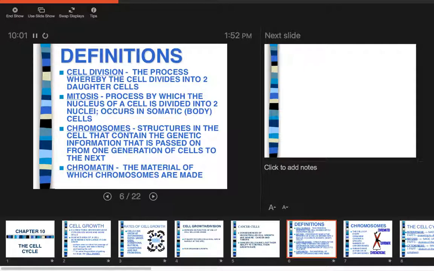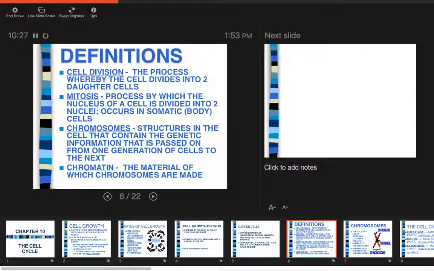When your cells start going through mitosis, getting ready to divide into two new cells, that chromatin, the thread-like DNA, condenses into more distinct structures called chromosomes. Okay? And so when you hear these two words, they're just talking about different forms of DNA.